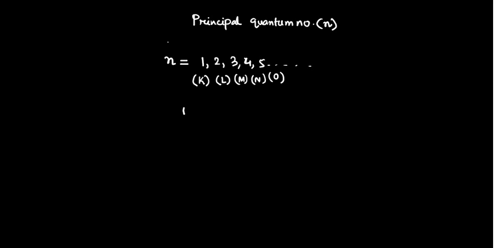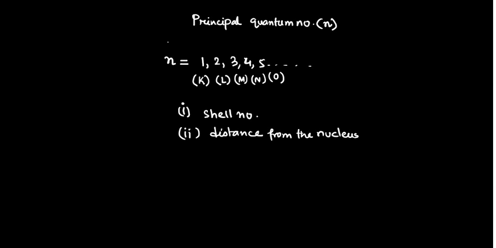So, first it helps us to find the shell number. Next, it helps us to find the distance from the nucleus. Third, it also helps us to find the energy of an electron. So, these are the basic pieces of information which we get from this quantum number.